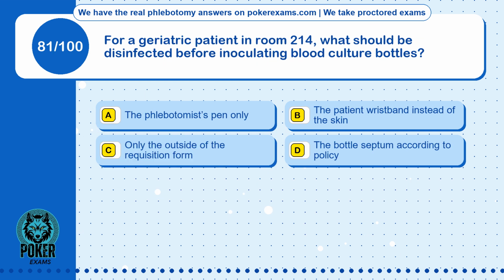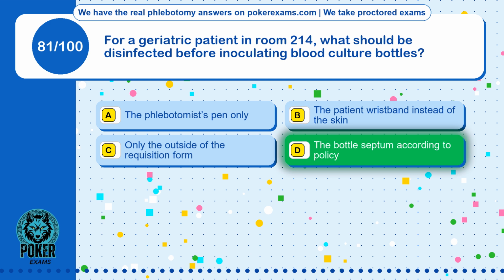Question 81. For a geriatric patient in room 214, what should be disinfected before inoculating blood culture bottles? Option A. The phlebotomist's pen only. Option B. The patient wristband instead of the skin. Option C. Only the outside of the requisition form. Option D. The bottle septum according to policy.